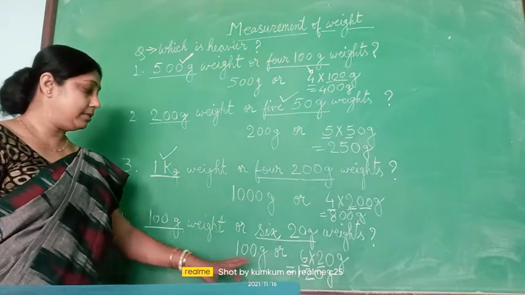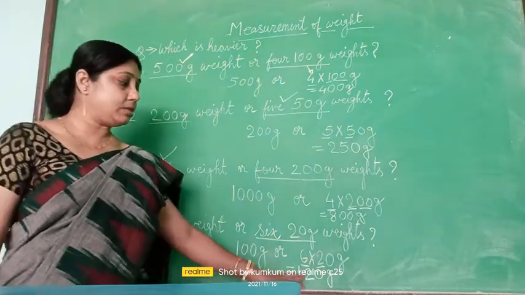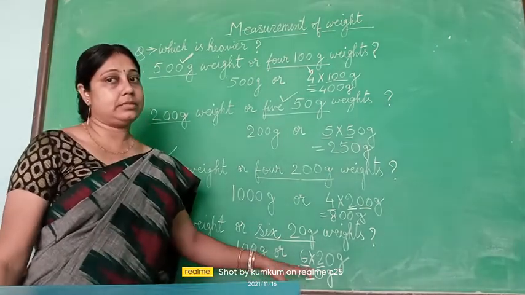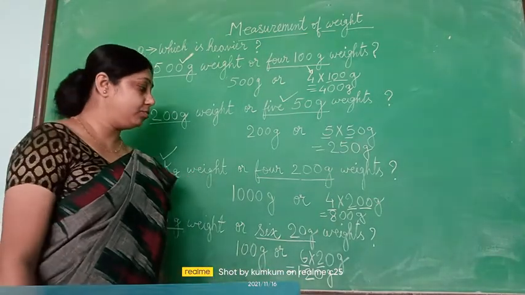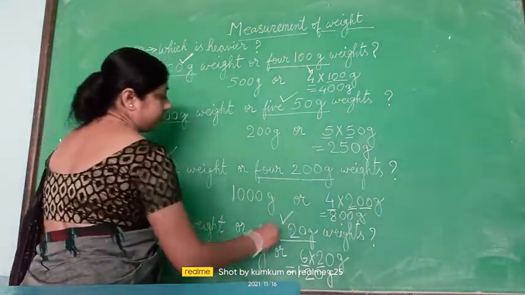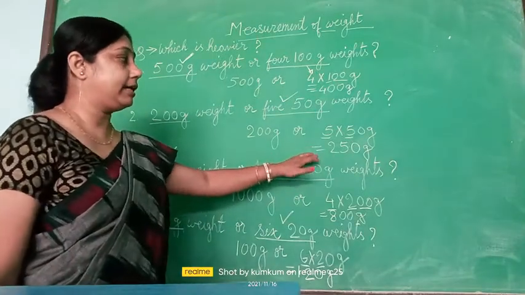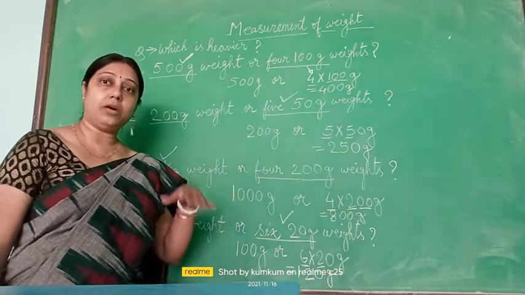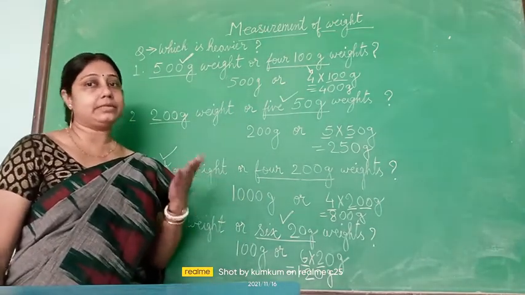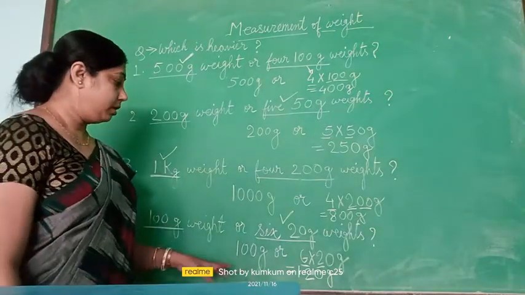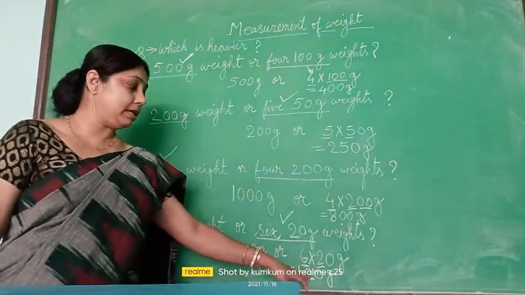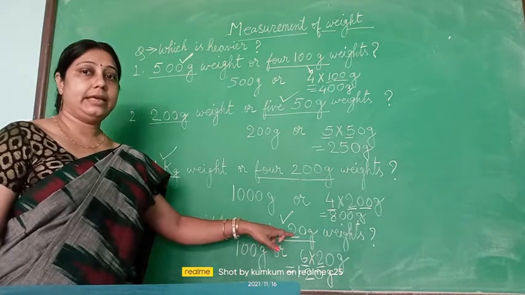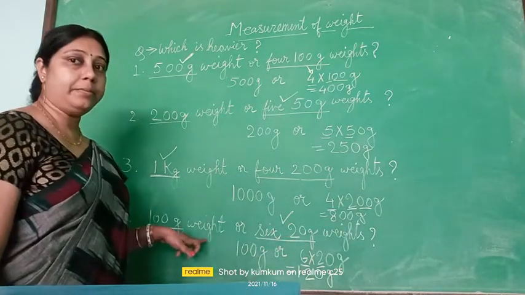Now see children, this side is 100 gram and the other side is 120 gram. So which is more? 120 gram is more. So that means this side is heavier. So we have to choose 6 into 20. The side where the calculation is more, we will select that side, because that means the object will be heavier on that side. The weight is more, that means that side is heavier. So it became 100 gram or 120 gram. So we have selected 620 gram is heavier than 100 gram weight.